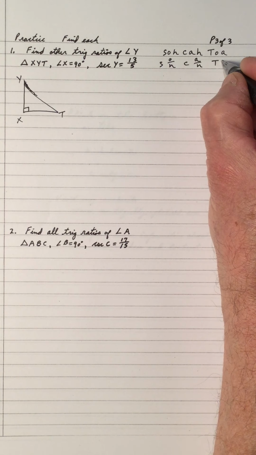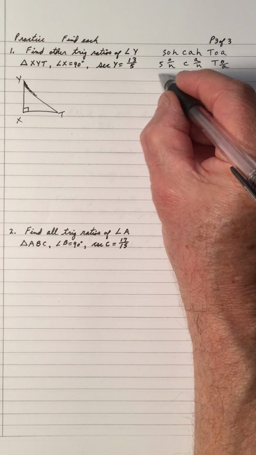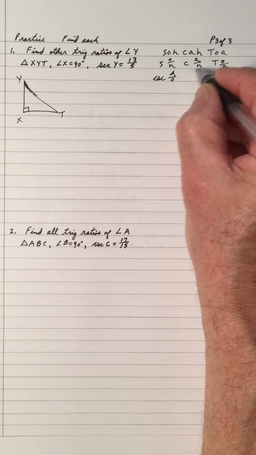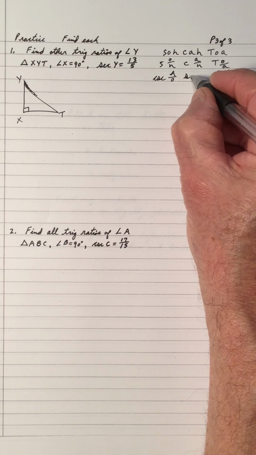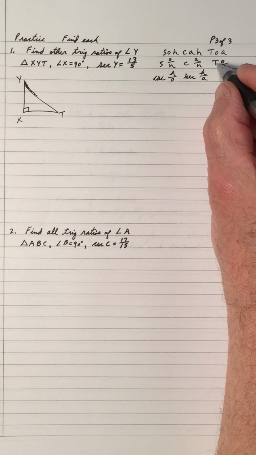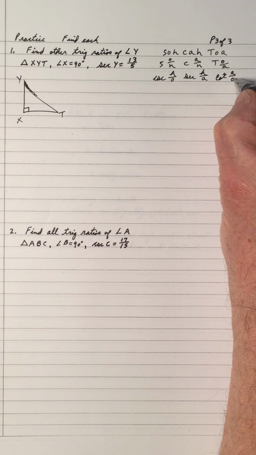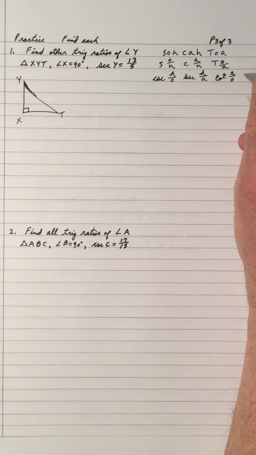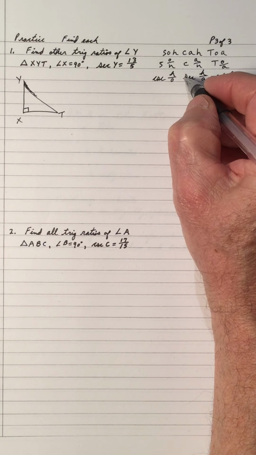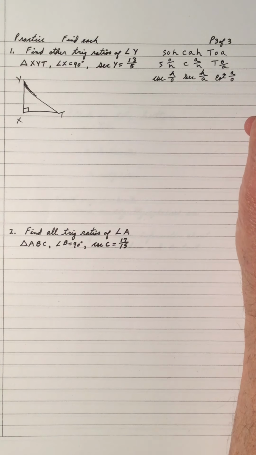Tan is opposite over adjacent. And the reciprocal of sine is cosecant, which is hypotenuse over opposite. Reciprocal of cos is secant, which is hypotenuse over adjacent. Reciprocal of tan is cot, which is adjacent over opposite. And you keep that in mind. Notice S got a C, C got an S, and tan and cot, you can't go wrong.